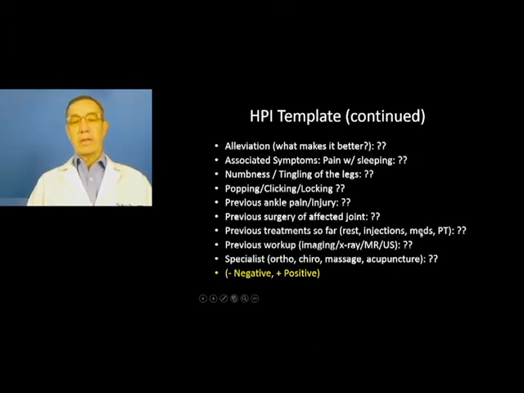Have they used rest, injections, meds, physical therapy? Have they seen other providers? And then previous workup in terms of imaging, x-rays, MRI, ultrasound, and what specialists have they seen? What other treatments have they done?